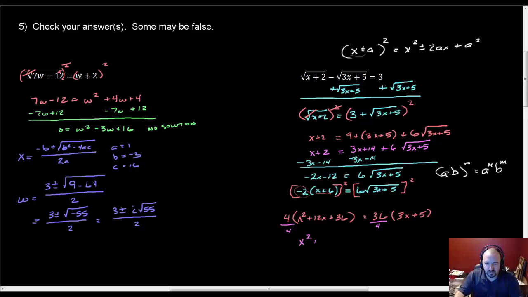That's going to leave me with x squared plus 12x plus 36 equals 9 times the quantity 3x plus 5. And all I'm going to do is clean this up a little bit. X squared plus 12x plus 36 is equal to 27x plus 45.